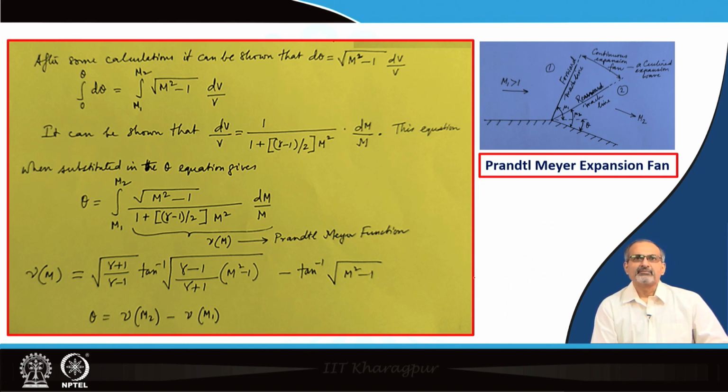and coming from the diagram that we saw in the previous slide, if we do some more calculations, we can show that we can integrate that relation, d theta equals square root of (M squared minus 1) into dV by V, and we can finally come to a function which we call the Prandtl-Meyer function, given by this relation.